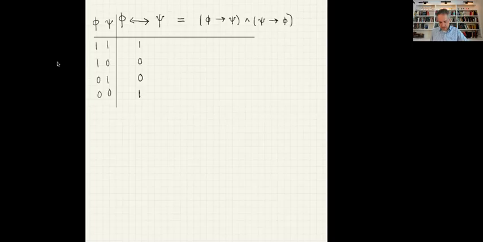The first concept is the notion of a tautology. A tautology is a sentence whose truth table, the main column under the main connective of that sentence, is always true. So always 1. So 1, 1, 1, 1, 1, 1, 1, a tautology. So in other words, it's always true, or 1, on every line of its truth table.